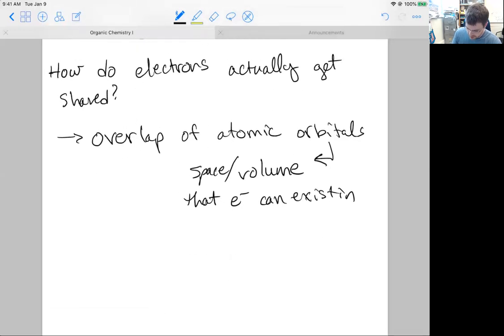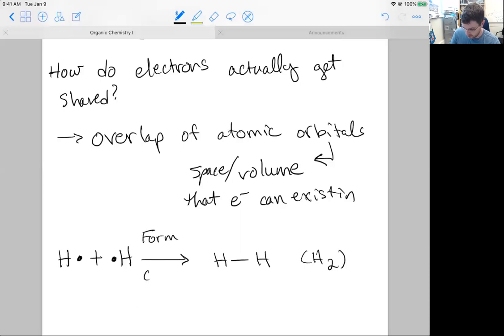Okay, so let's look at this in more detail. Let's say we have 2 hydrogen atoms, and we let them react with each other so that, instead of being 2 hydrogen atoms, we have molecular hydrogen, or H2. So what we've done is we've mixed these 2 hydrogens together. They're called free radicals because they have a single unpaired electron that's not part of a lone pair. Anyway, we're going to do a chemical reaction and allow these things to form a covalent bond.